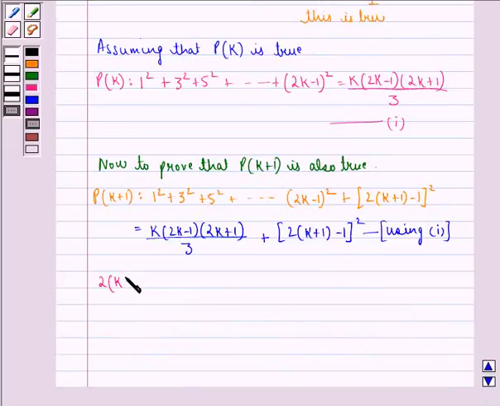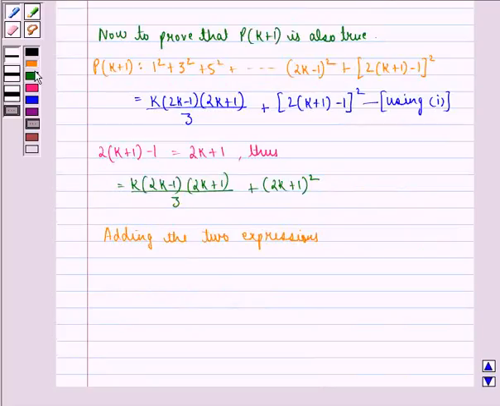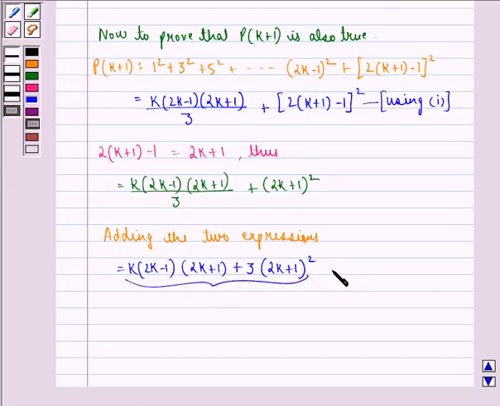Now twice of (k plus 1) minus 1 is equal to 2k plus 1. Thus, we get k into (2k minus 1) into (2k plus 1) divided by 3 plus (2k plus 1) the whole square. Now adding the two expressions, this becomes k into (2k minus 1) into (2k plus 1) plus 3 into (2k plus 1) the whole square, this whole divided by 3.